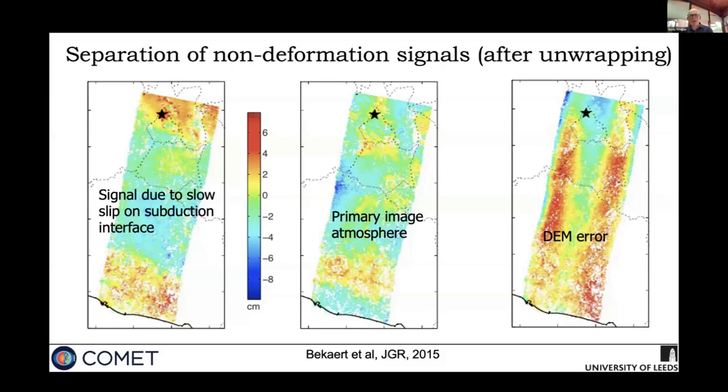Then in the middle, that's an example of an atmospheric signal. It's just from one image. And you can see that if you just interpret it without being able to subtract that, there'd be some interference with the deformation signal because they overlap almost in space. And then in this case, there was a large DEM error as well, which needed to be dealt with.